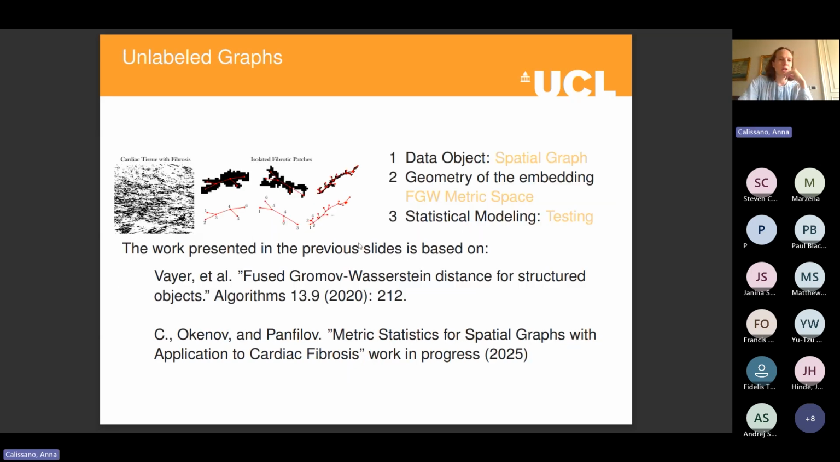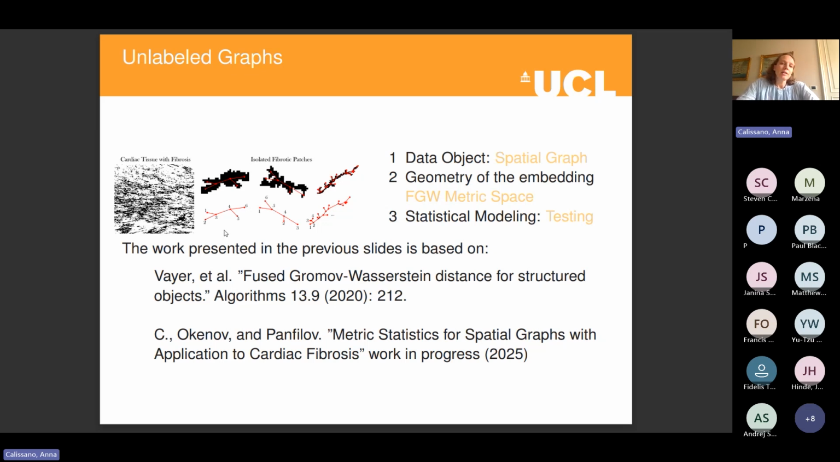So this was an interesting result. So let's wrap up. In the second part of the talk, we described how you can work with spatial graphs. Our data objects are these spatial graphs that can be obtained by using a skeletonization procedure. We define a geometrical embedding for these spatial graphs based on the fused Gromov-Wasserstein distance, which we have modified in order to take into account specific group actions that are of interest for this data object.